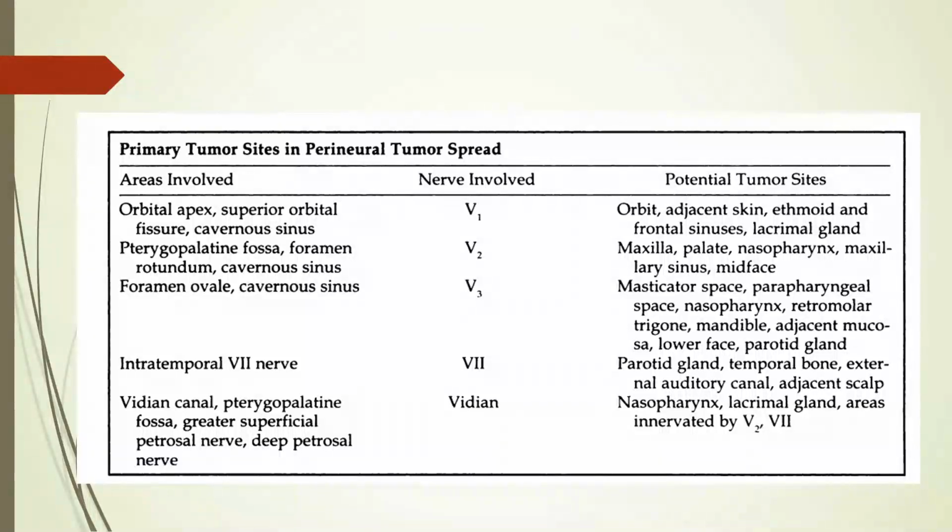Then the seventh nerve, or its intratemporal component, can be involved in disease of the parotid gland or temporal bone. And the median nerve also can be seen enlarged in diseases of the nasopharynx or the lacrimal gland.